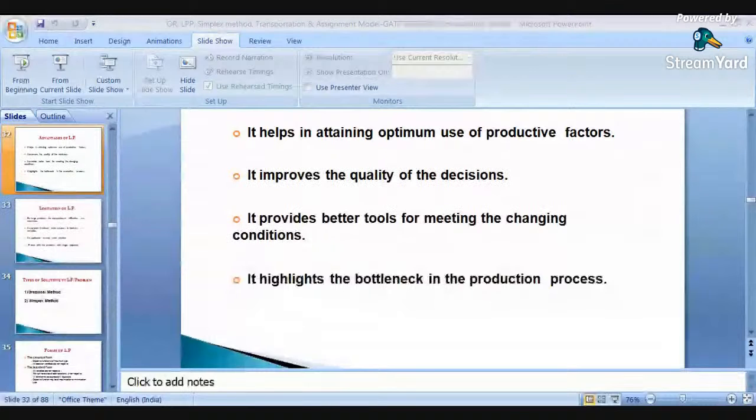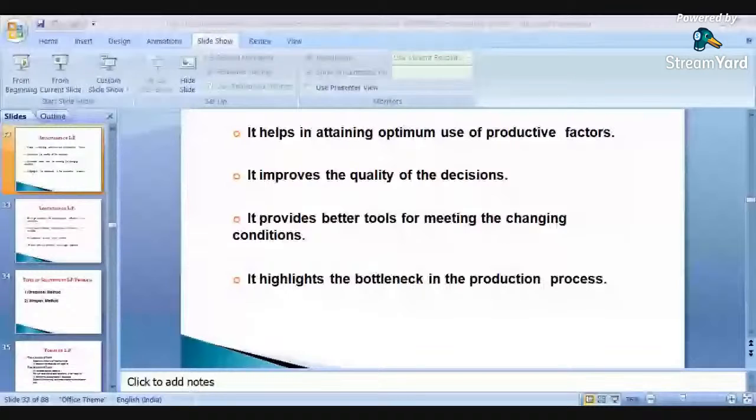An unbounded solution: if the value of the objective function can be increased or decreased indefinitely, the solution is called an unbounded solution. Then the variables used in linear programming are the slack variable, the surplus variable, and the artificial variable. So three types of variables are used in linear programming.